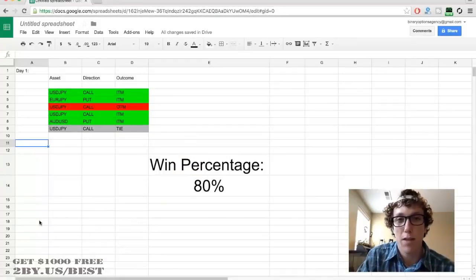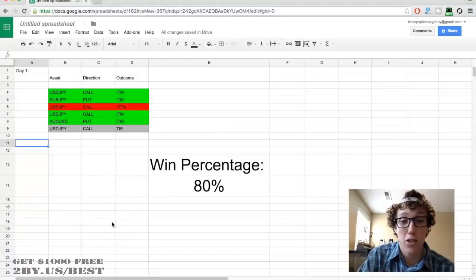On the NEO2 website, they claim that they average 85% in the money, and based on our day 1 results, this certainly can be the case. We had 80%, which is not that far. And again, we only had 5 trades that actually finished in the money or out of the money. So in our book, NEO2 is approved.